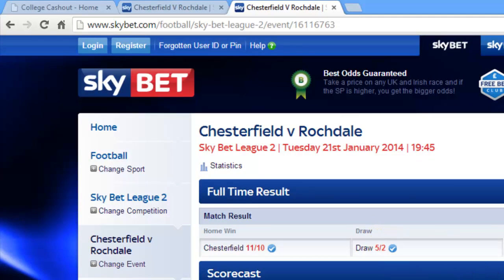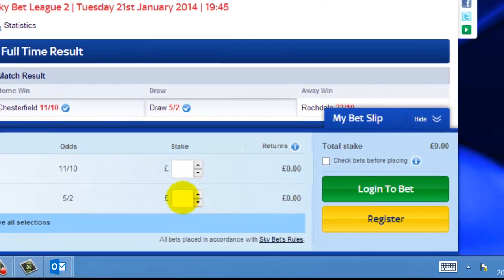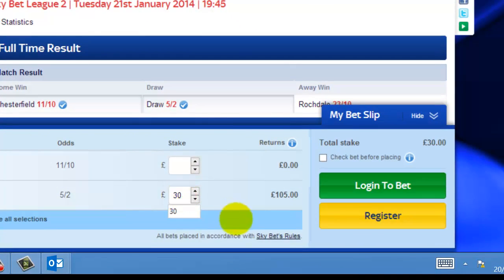We're going to open up the bet slip. Put in our €30 on the draw only, or £30 depending on what you're betting at. And you can see here, if our bet wins with Sky Bet, we win £105. Now to look at step 2.